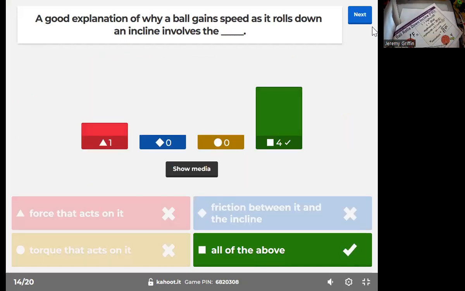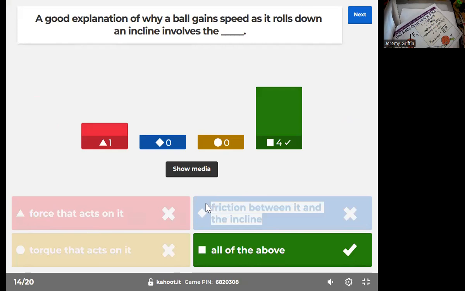Yeah, all the above. Those are all true. See, a force acts on it, friction, and also a torque. One of the important forces is its weight. Some component of its weight makes it roll. But you know what? Here, you see this blue option, friction?